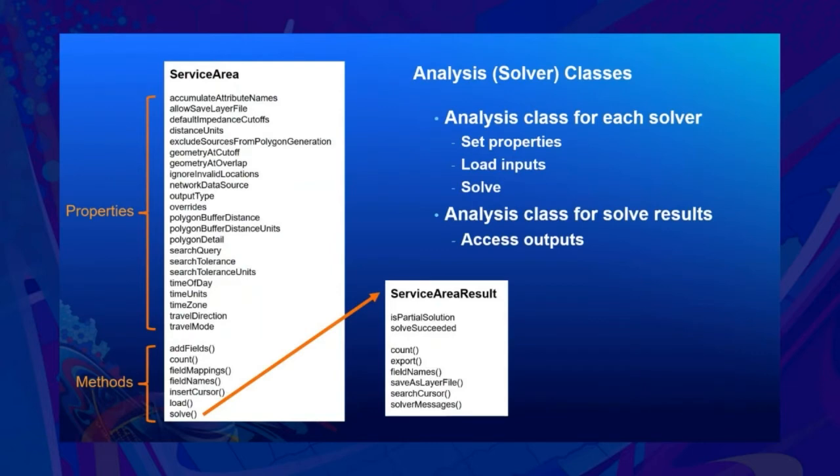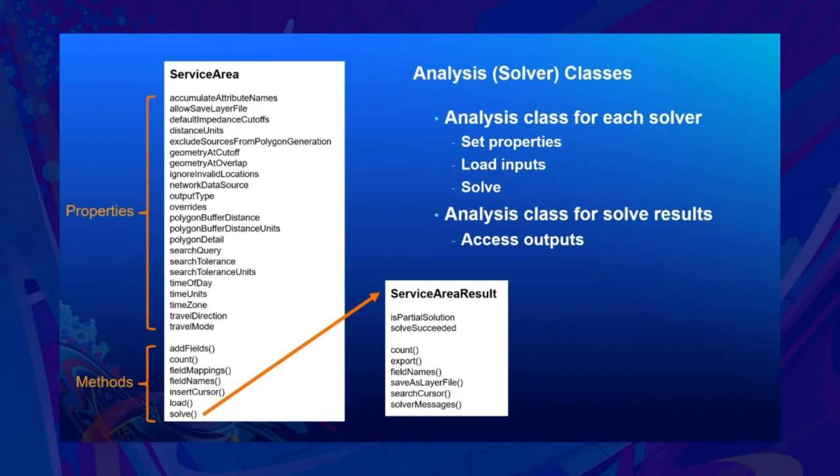Each type of network analysis, or solver, has its own Python class. When you instantiate the solver object, you need to set the network data source. This can be either a network dataset or a URL to a service, such as ArcGIS Online or a service running on your own portal. When you instantiate the solver object class, you can set the various properties. You can see on the slide here a long list of available properties for the service area solver object, such as the travel mode and various properties for fine-tuning the output polygons.